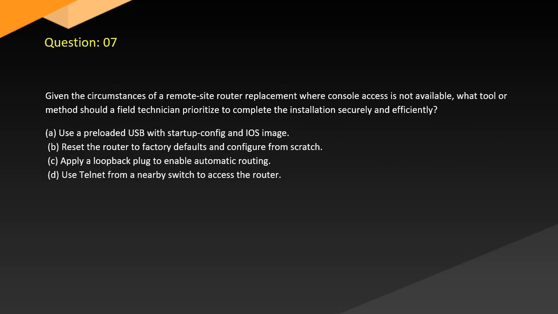Question 7. Given the circumstances of a remote site router replacement where console access is not available, what tool or method should a field technician prioritize to complete the installation securely and efficiently? A. Use a preloaded USB with startup config and IOS image. B. Reset the router to factory defaults and configure from scratch. C. Apply a loopback plug to enable automatic routing. D. Use Telnet from a nearby switch to access the router.